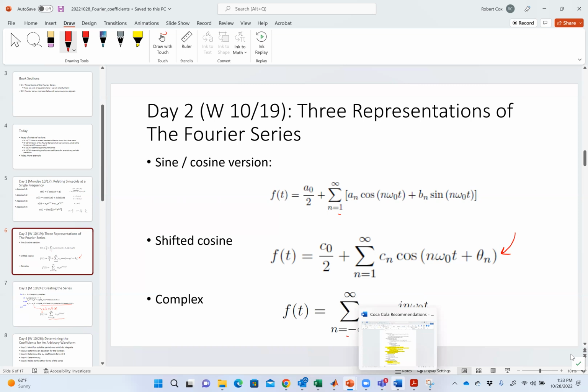This gets back to one of my points: if I see you on the street in 10 years, you're not going to remember that f of t equals the sum from n equals negative infinity to infinity of alpha n times e to the j n omega naught t. You're not going to remember that. But what you might remember is what a Fourier series is. So what is a Fourier series?